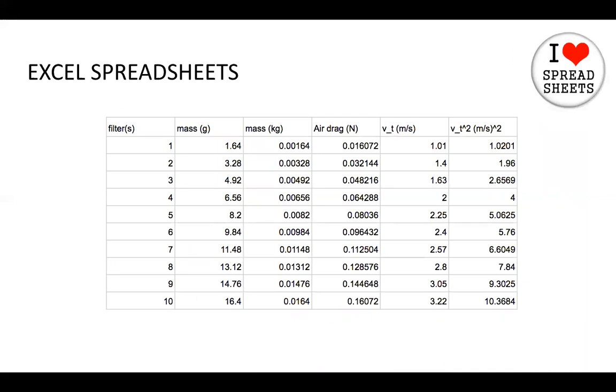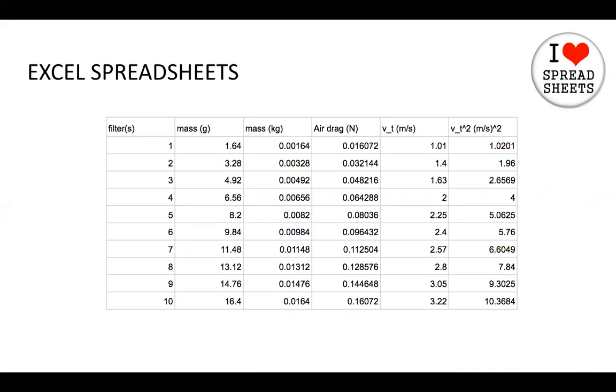This is what your Excel spreadsheet is going to look like. We are going to give you the masses of the coffee filters. This is sample data taken from a previous lab, so it will not correspond to the actual data that you are given. You'll have the number of filters in the first column. You'll have the mass in the second column in grams. You'll convert that into kilograms.